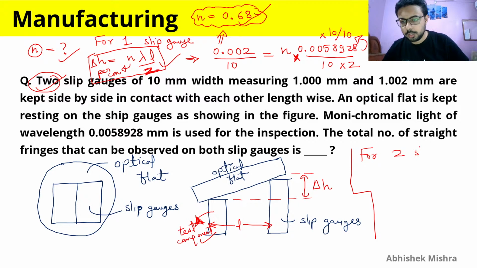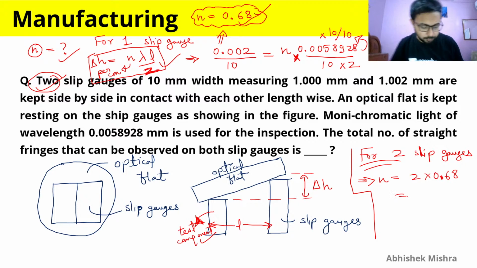For 2 slip gauges, n is equal to 2 into 0.68. So we will get our answer as 1.36. So this is the n, that is the total number of straight fringes that can be observed on the slip gauge.